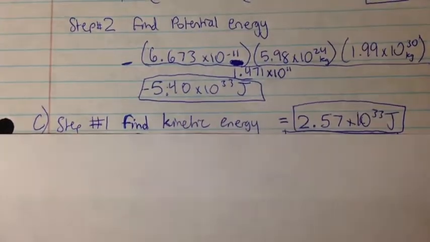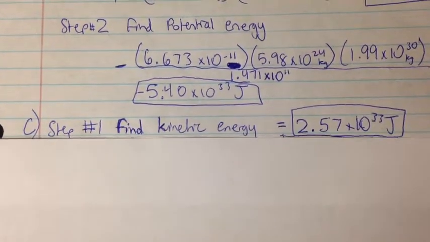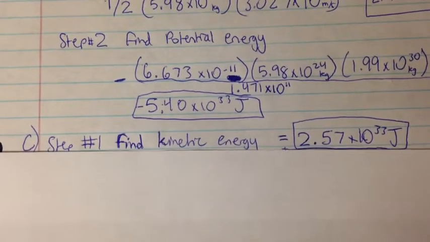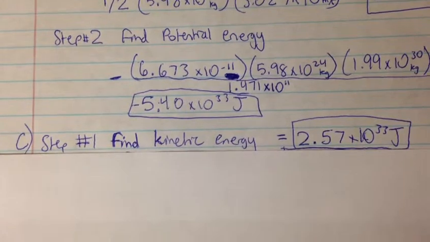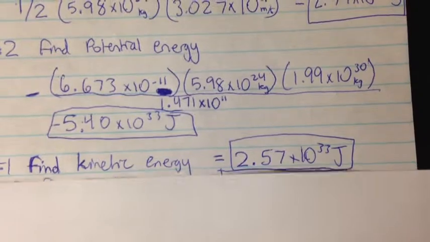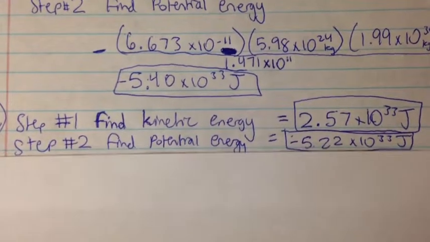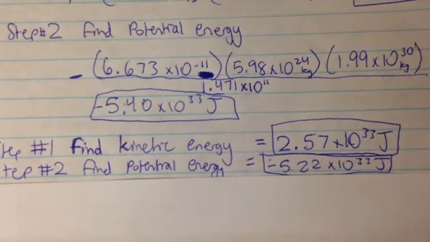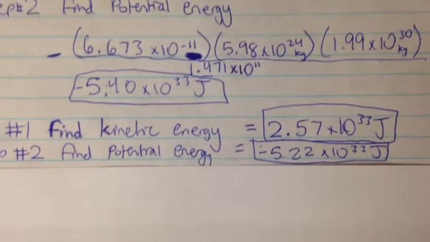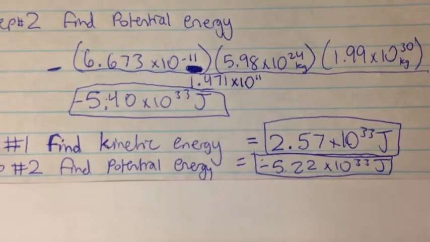So, for C, we do the exact same thing as B, using the different values for aphelion and perihelion. So, 2.57 times 10 to the 33rd joules is the answer when you plug all those in. And for potential energy, exact same thing as part B. You can go back in the video if you need to see it again. And the answer for that will be negative 5.22 times 10 to the 33rd joules.